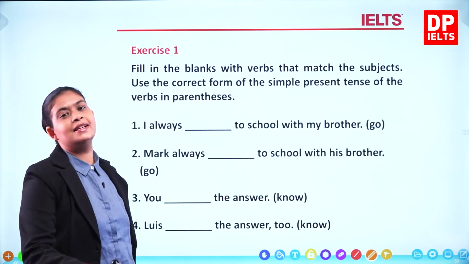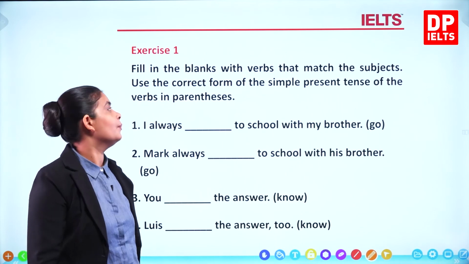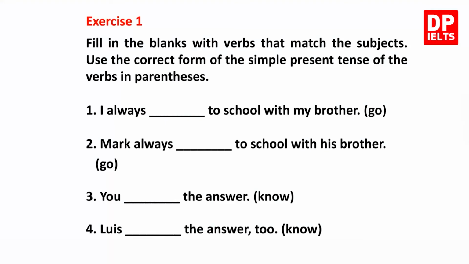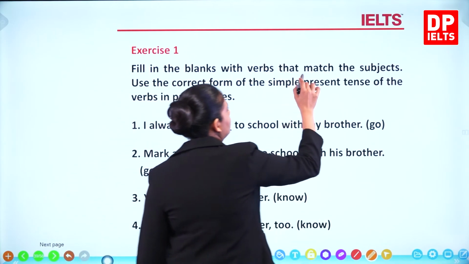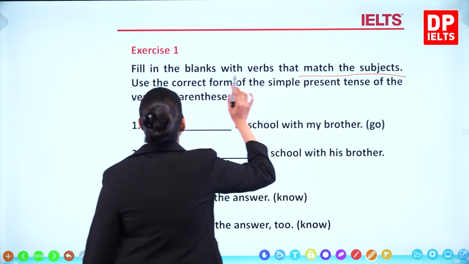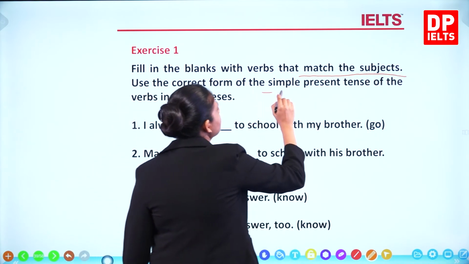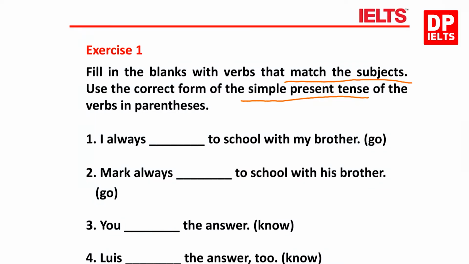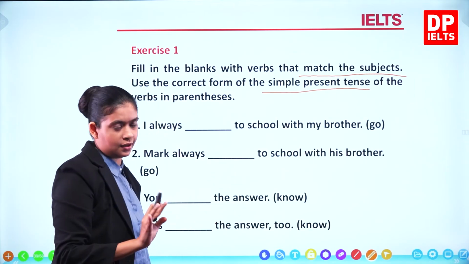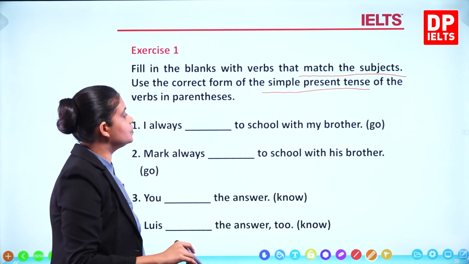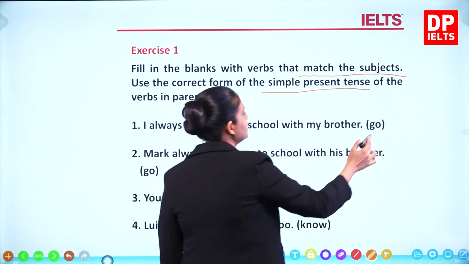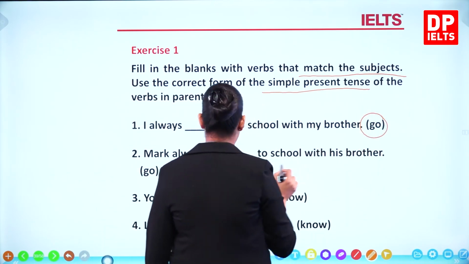Now, let us have a look at some of the practice questions. Fill in the blanks with the verbs that match the subjects. Subject එකට match කරන්න ඕනේ. Use the correct form in the simple present tense. හැම එකක්ම use කරන්න. We use the simple present tense in the parenthesis.